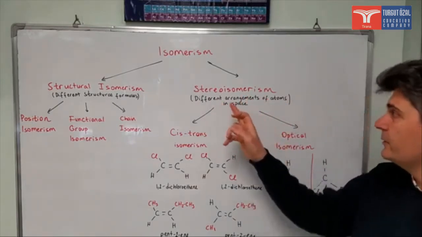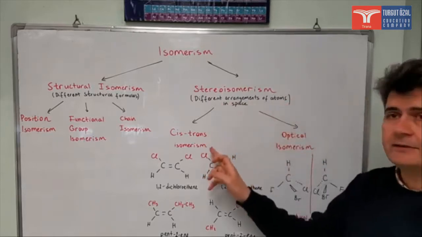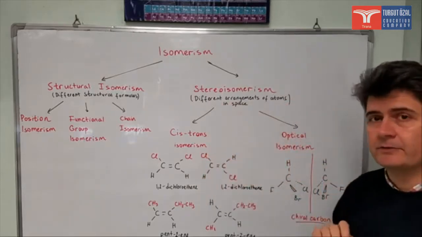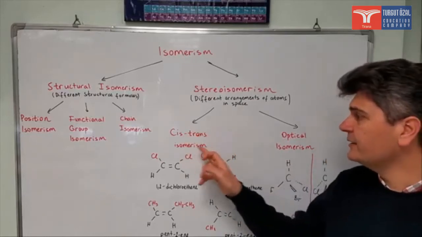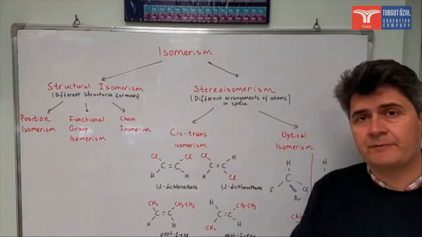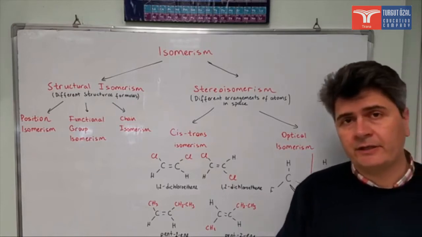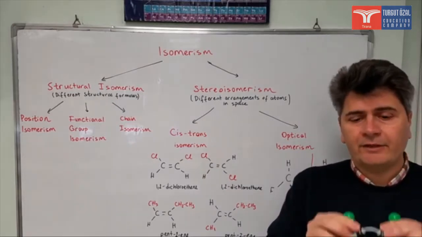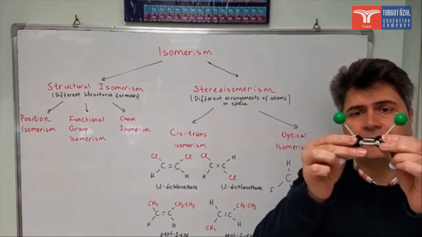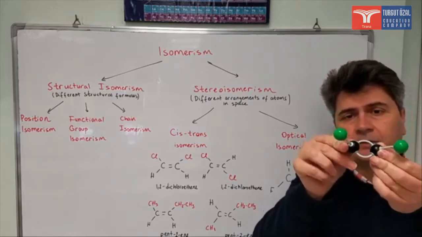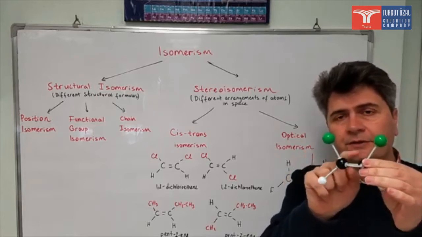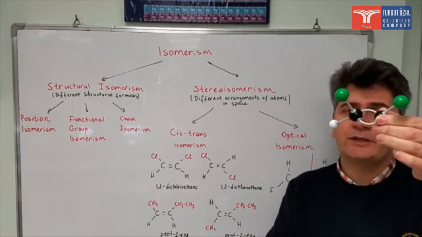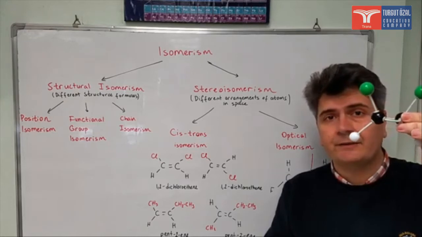There are two kinds of stereoisomerism, cis-trans isomerism and optical isomerism. Let's check them one by one. Cis-trans isomerism is an isomerism which is seen only and only in alkenes. When you have a look at this molecule, you'll see that it is an alkene molecule. 2 carbon atoms, so it is ethene. I have 2 chlorines on the first and on the second carbon atom, so it is 1,2-dichloroethene.